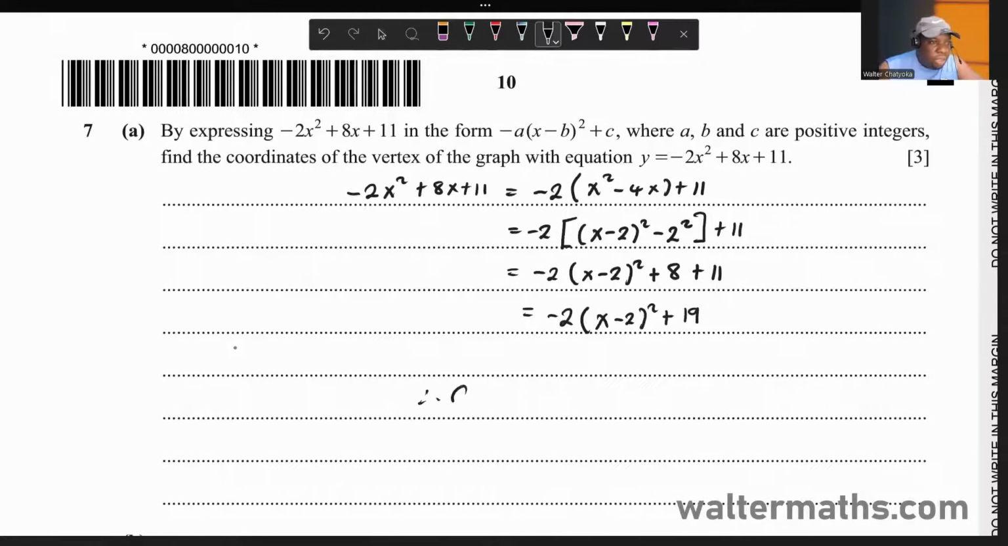So therefore, the coordinates of the vertex should be, we take here 2 and outside 19. So that's how we answer it.